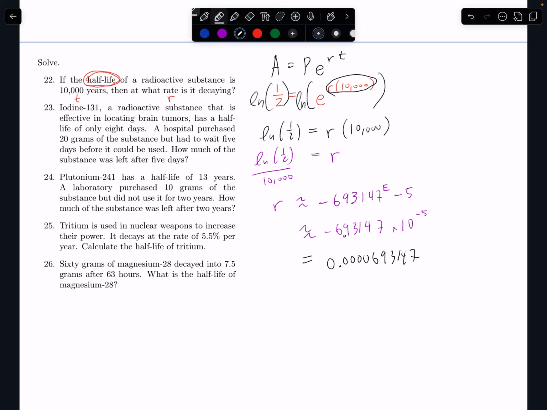I read my calculator wrong. Of course, the decimal is always going to be right after the first digit, right? Negative 6.93147 times 10 to the -5th. Okay, so this is my rate, and that's the rate that it's decaying at. That answers question number 22.